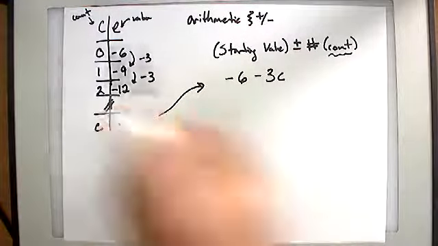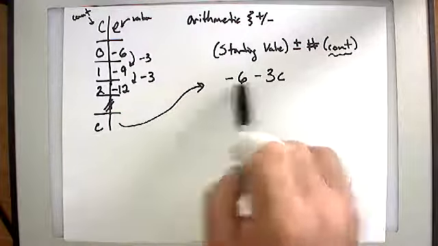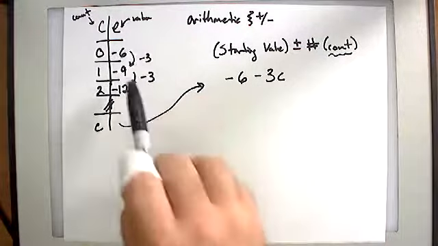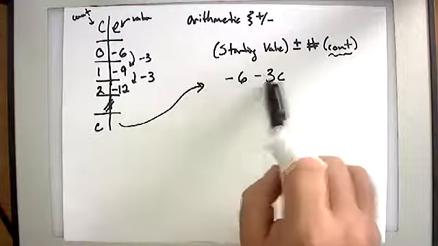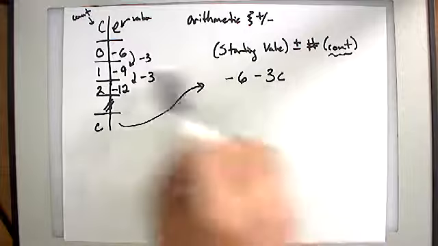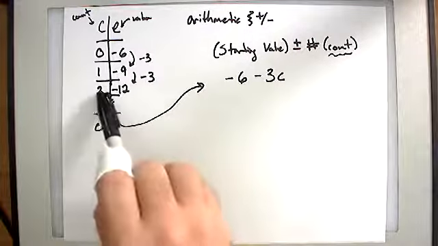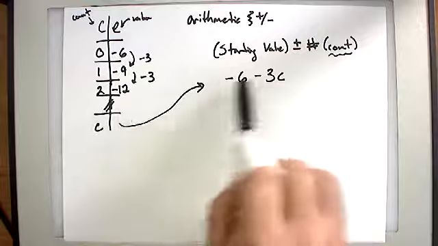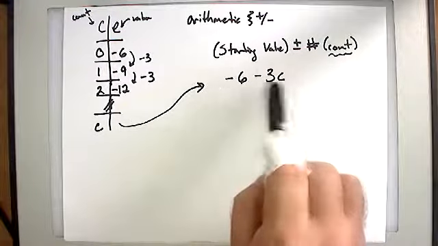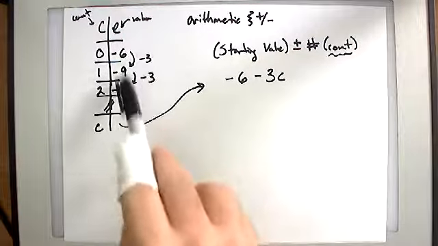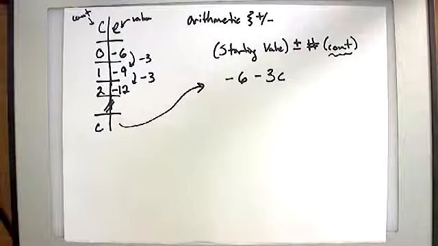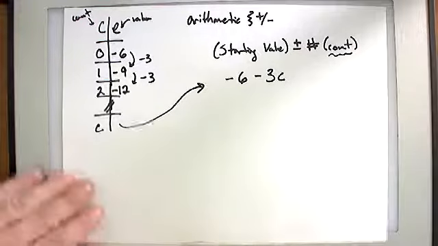Validate this. Plug in 0. 3 times 0 is 0. Negative 6 minus 0 is negative 6. Good to go. Plug in 1. We should get negative 9. Negative 6 minus 3 times 1 is negative 3. Negative 6 minus 3 is negative 9. Good. Plug in 2. We should get negative 12. Negative 6 minus 3 times 2. That's negative 6 and negative 6. That's negative 12. So if your formula is giving you all of the values on the table, you know you have it correct. That's the wonderful thing here, is you'll know if you're correct or not. All right? So that's the adding and subtracting, 3 different examples there.